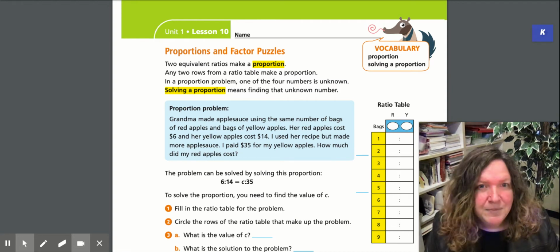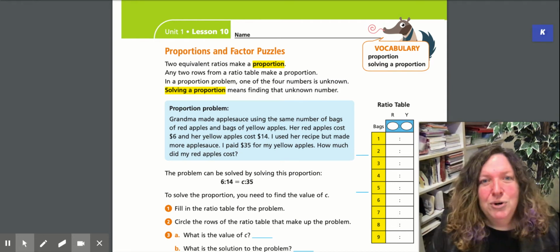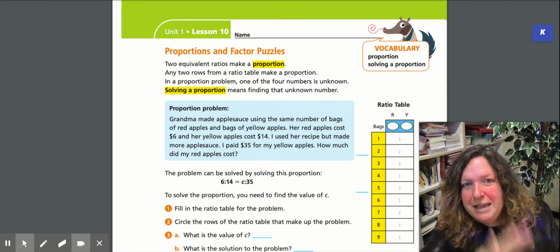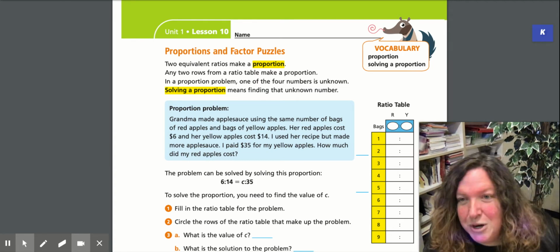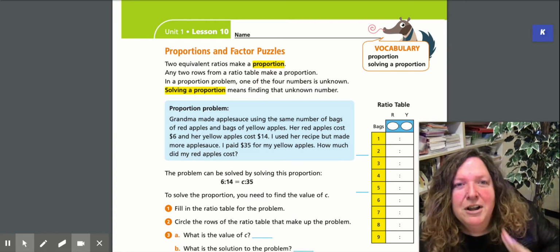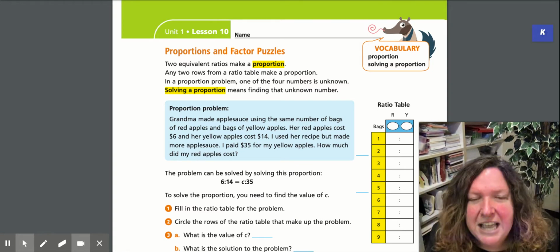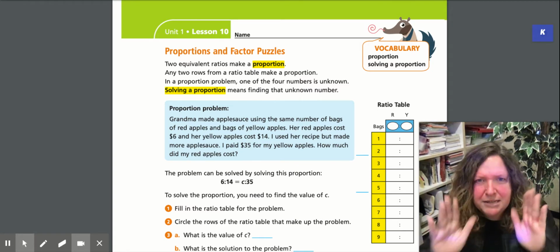Here's the problem. Has to do with applesauce. Grandma, she's making her famous applesauce. Now, this is obviously not Grandma's famous because I bought that in the grocery store in a little container. But Grandma makes the most amazing applesauce. She's got a secret recipe.